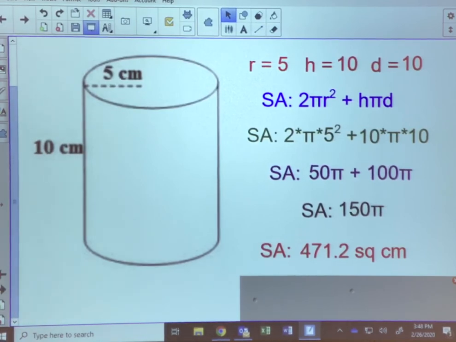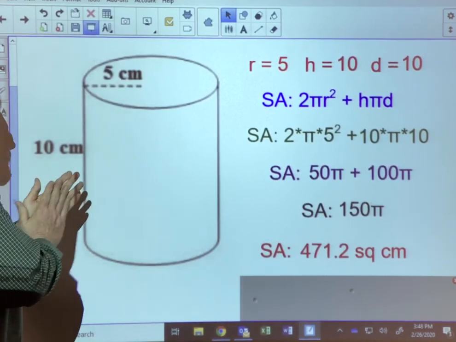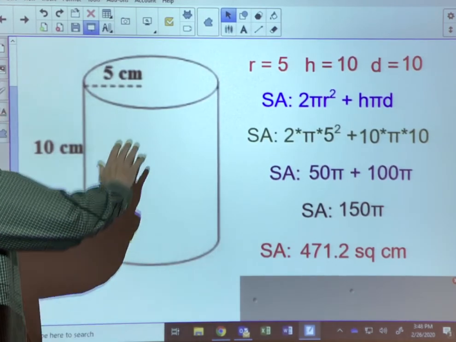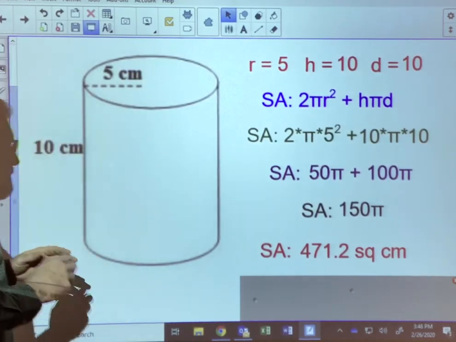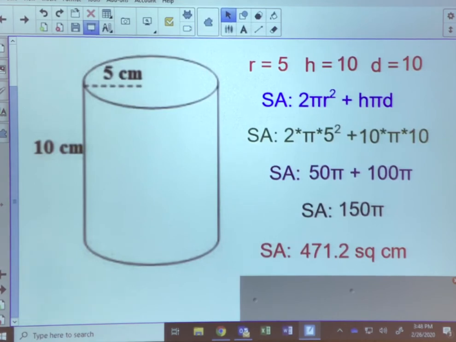All we did was plug the information in and let the calculator do the rest of the work. And remember, surface area is, think of it this way, how much would it take to cover the top, the bottom, and the lateral surfaces without any overlapping? That's what we're talking about when we're talking about surface area.